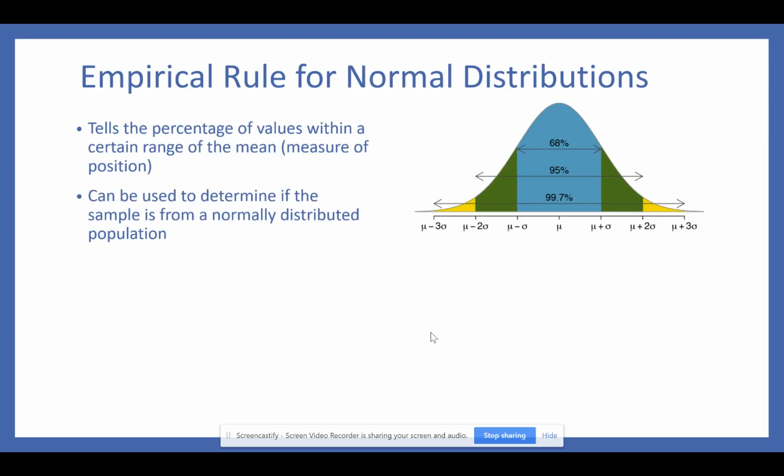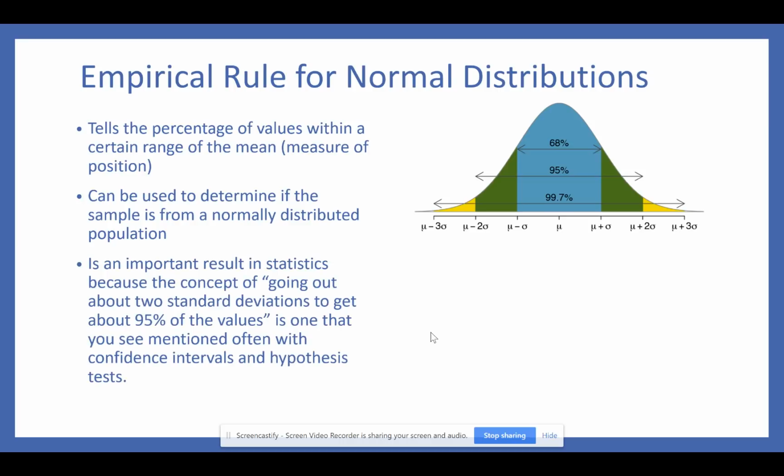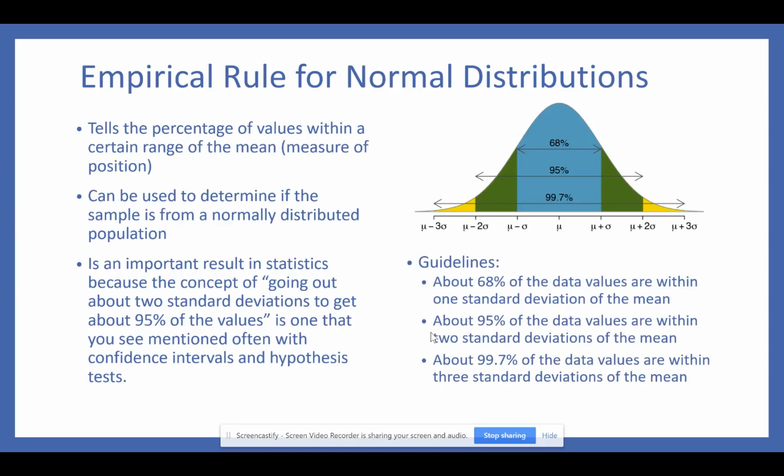The empirical rule can also be used to determine if your sample is from a normally distributed population. It's an important rule in statistics because the concept of going out about 2 standard deviations to get about 95% of the values is one that we see often when we talk about confidence intervals and hypothesis testing, which you'll be doing in modules 3 and 4 in this course. So you need to have a basic understanding of the empirical rule.